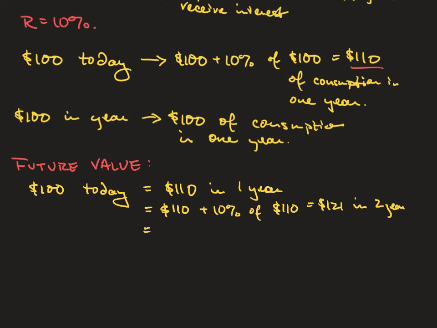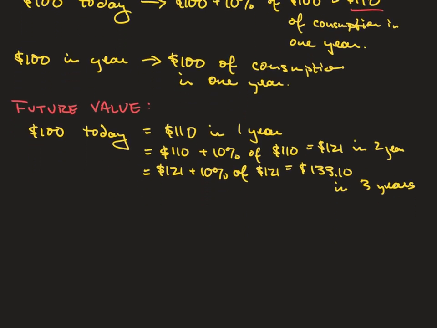Oh, sorry, let me take that back. The equivalent in 3 years of receiving $121 plus 10% of that $121 equals $133.10 in 3 years, and so on. So an economist would say that all of the following have the same value.